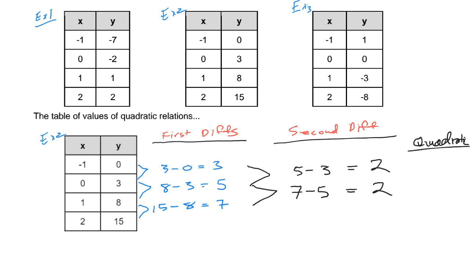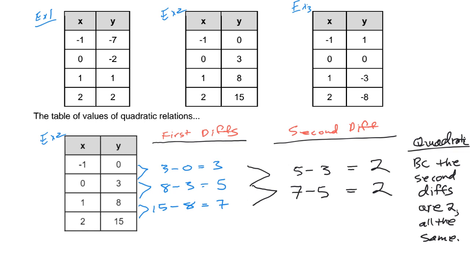And the reason why it's a quadratic is because the second differences are 2, i.e. they are all the same, okay? Or you could say all the same. And there we have it.